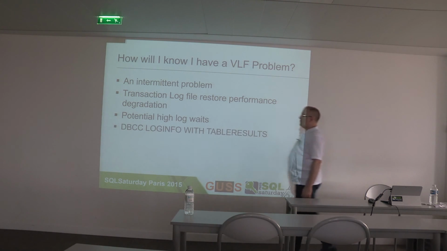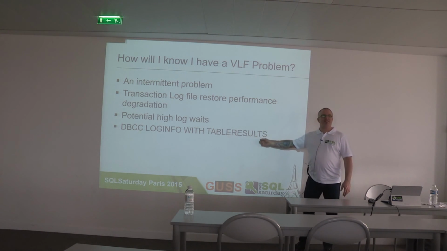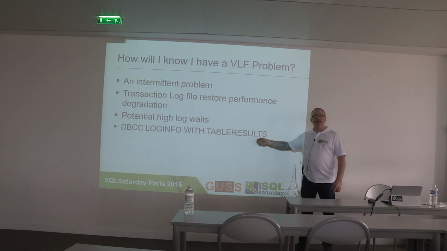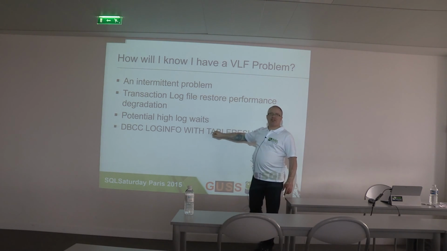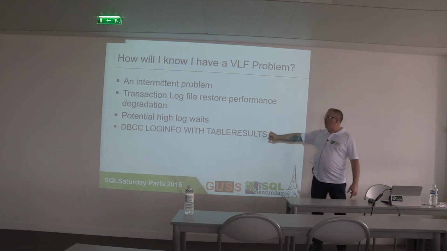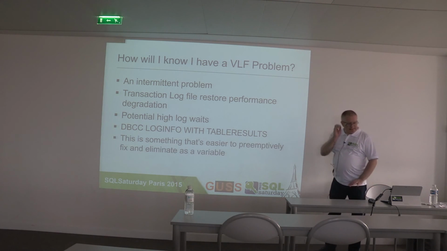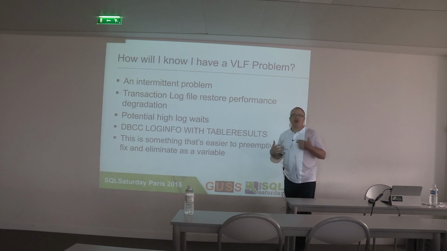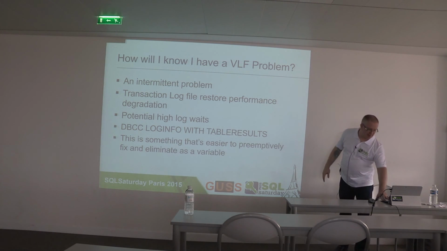But again, by doing a DBCC LOGINFO with table results, I can see what VLF is currently in use, and I can also see how big it is. So if you're in the middle of this problem that you can't explain, look at what VLF is currently in use. If it is currently one that is very small, you might have an issue. And it's something that I've learned it's easier to just preemptively fix. So what I do is, well, I'll show you how to fix it in a minute.